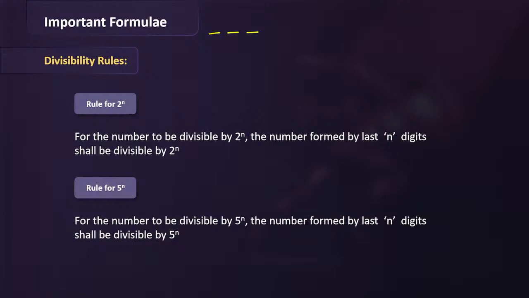Now, the same is the rule for 5 and the powers of 5. So 5 के लिए unit digit check करना है. For 5 square, which is 25, you check the number formed by the last 2 digits. For 5 cube, which is 125, you check the last 3 digits, and so on. All right, fine. Am I clear to all of you? So these are certain important things that you must remember.